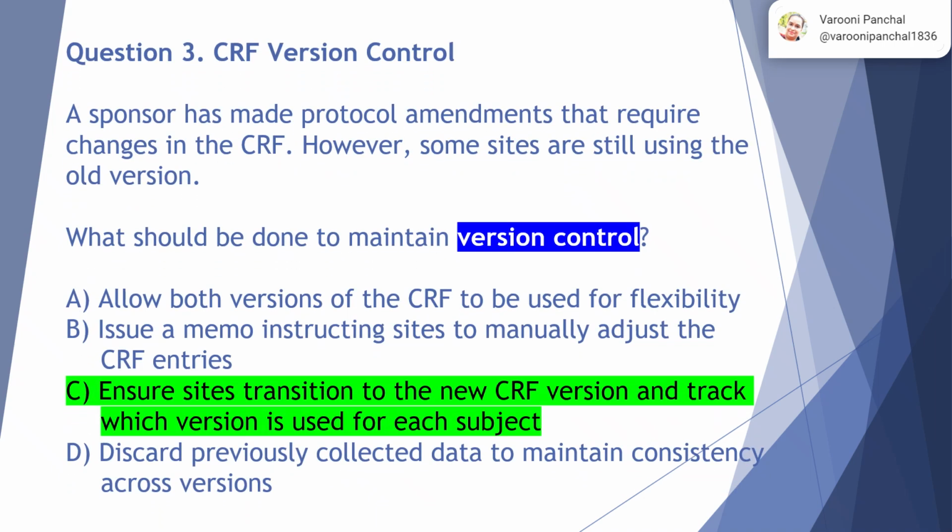Question 3. CRF version control. A sponsor has made protocol amendments that require changes in the CRF. However, some sites are still using the old version. What should be done to maintain version control? Option A, allow both versions of the CRF to be used for flexibility. No, you cannot use both versions.